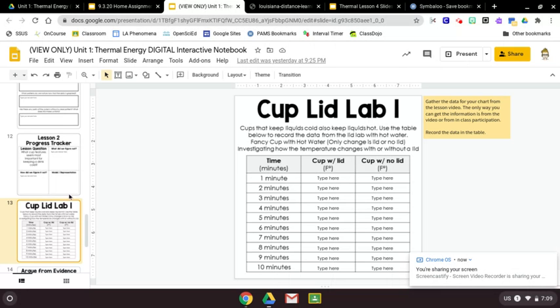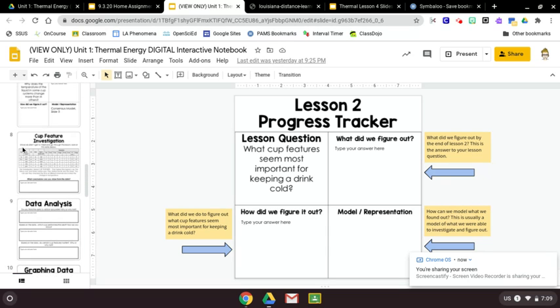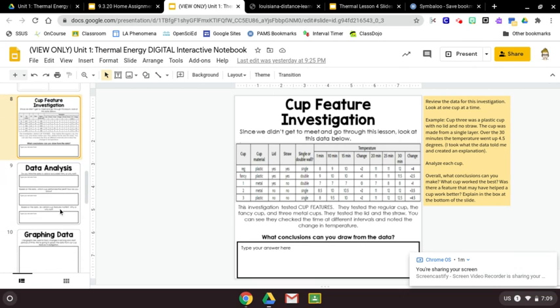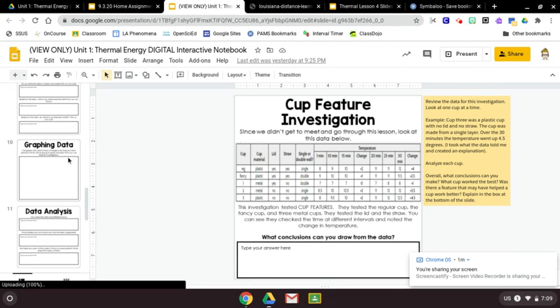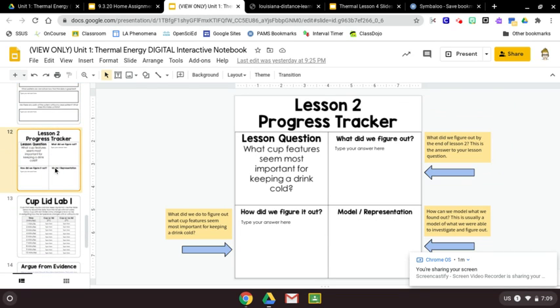So we just got done looking at what cup features seem most important for keeping a drink cold, okay? We looked at some data. We looked at a data table up here. And we looked at the regular cup, the fancy cup, and two different metal cups and a plastic cup. We looked at lids, we looked at straws, double wall, single wall, but we looked at how the lid looked like it kind of made a difference, okay? We graphed our data, we analyzed the graphing of the data, and realized we probably need to look at the lid a little bit more, okay?